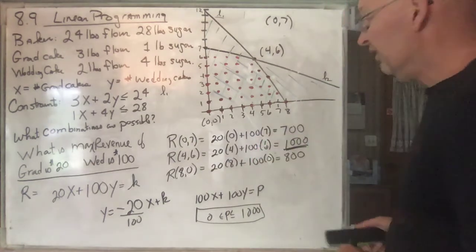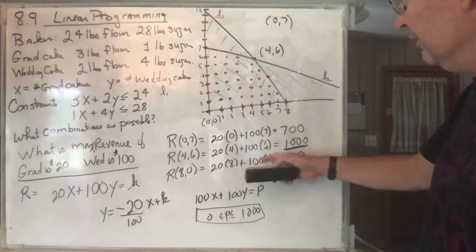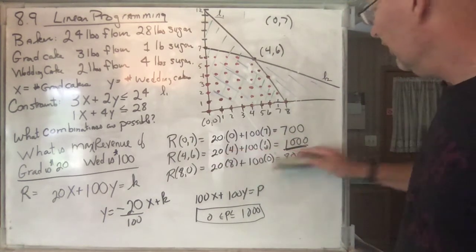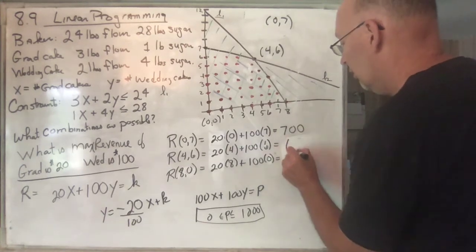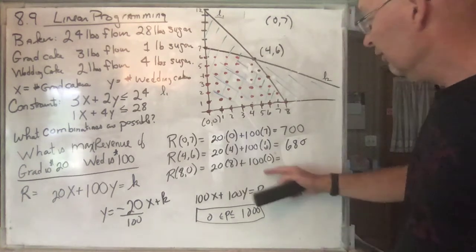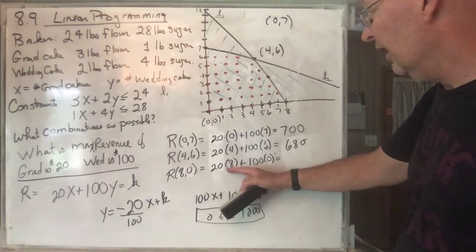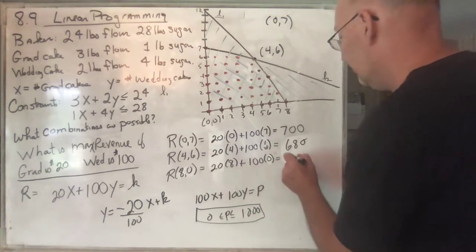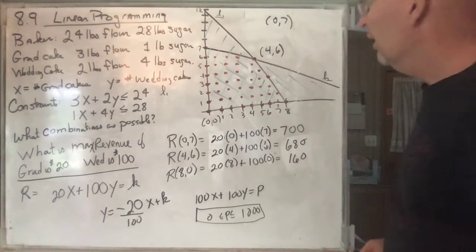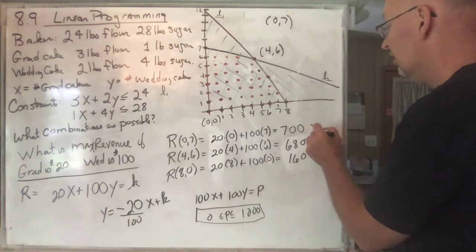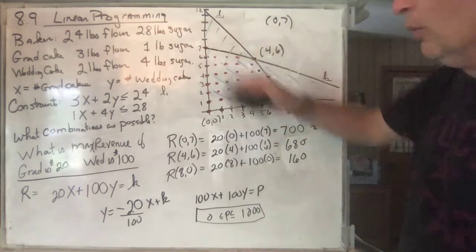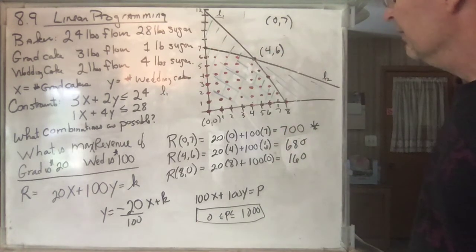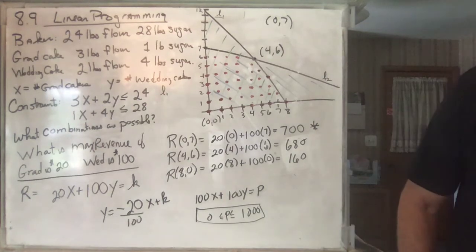And 100 for these. So I still have $100 there. There's going to be 600 plus 80 is 680. And here you have just 8 times 20 is 160. See that? So now your best choice is this choice. It's to make 7 of your wedding cakes. See that? Let's try another one.